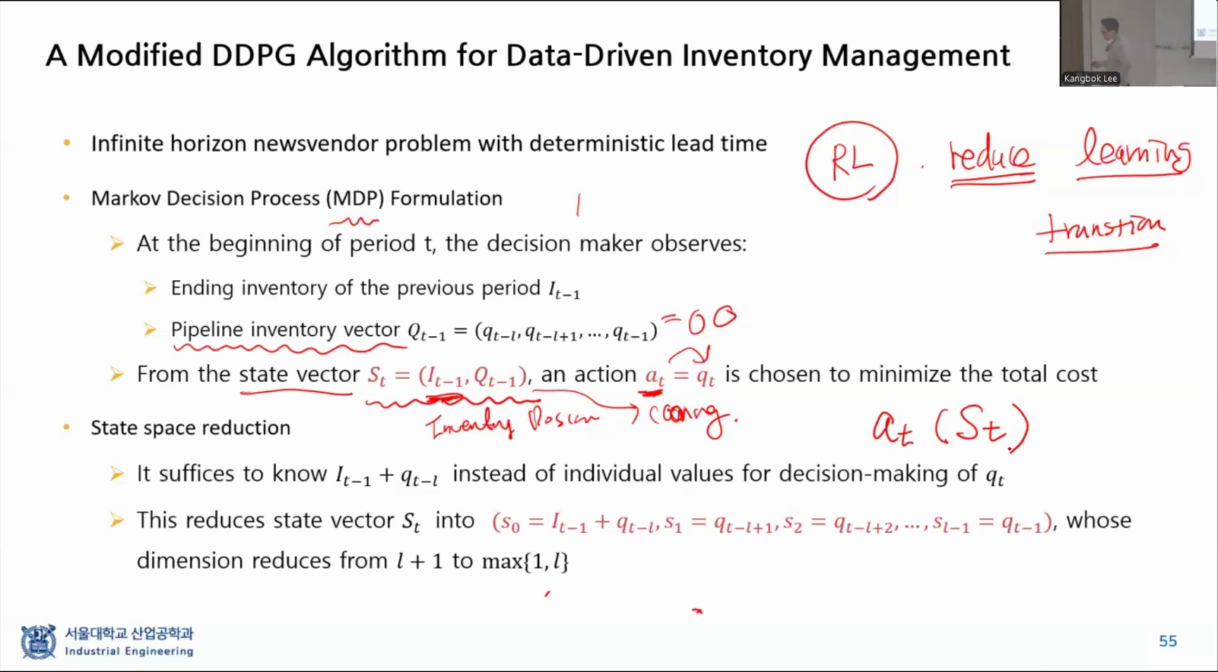However, the problem is, this is the initial inventory, so it may have a certain range of numbers. This is also another vector. It actually has a lot of dimensions because it includes all the orders that are coming next period, the next second, third, fourth, fifth times later on. So it includes all the different pipelines of the orders that are coming right after my current time period. So the problem is it has too many dimensions.